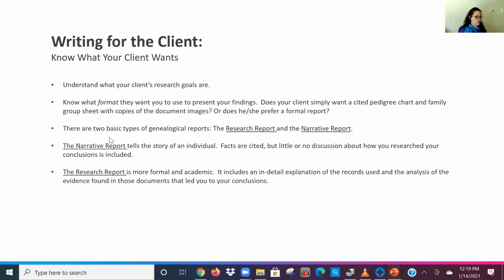So the next thing, number 2, that you want to pay attention to, once you've figured out what it is the client actually wants you to do for them, is how they want you to present the evidence that you have found. You're going to get about 3 different types. You're going to get the people who just will be happy with a cited pedigree chart and cited family group sheet along with document images.